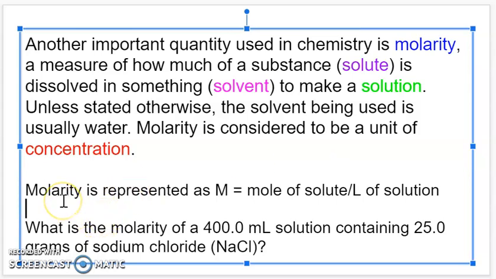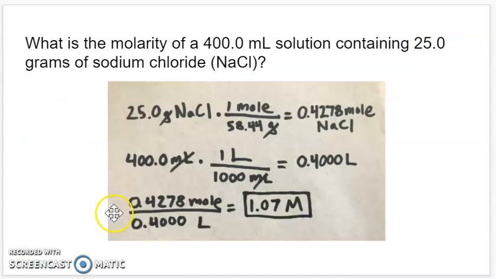So say we wanted to know what the molarity of a 400 milliliter solution containing 25.0 grams of sodium chloride would be. Well, if you look at what molarity is, it's moles of solute per liter. So we can't just use this 25 grams right out the bat. We need to convert this to moles first. And you also notice that we have 400 milliliters when we actually want liters of solution. So we're going to have to do a conversion there as well. So let's go through it.